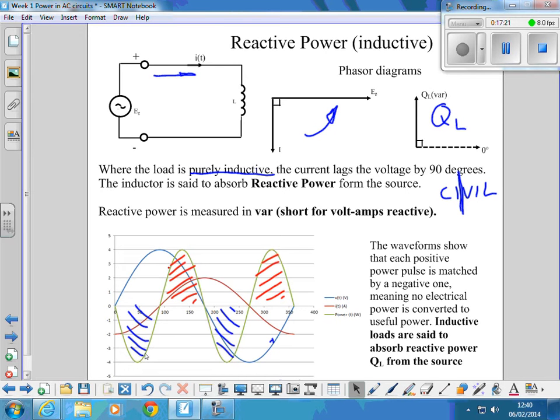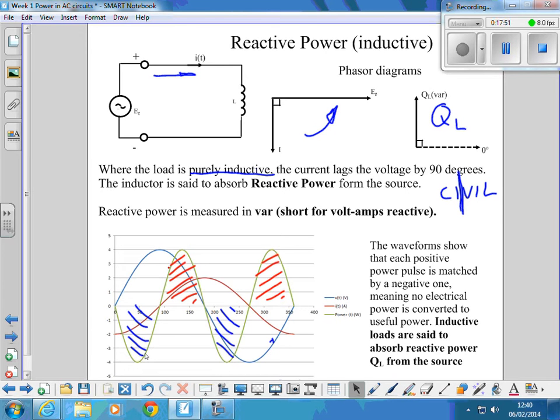We take electricity in one form, we convert it to a useful form like a motor turning or a heater heating up or light coming from a light. None of that is happening in this type of circuit. The waveform shows that for each power pulse there's one matched by a negative one. No electrical power is converted to useful power.